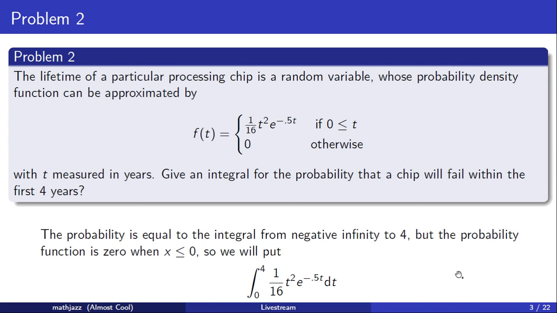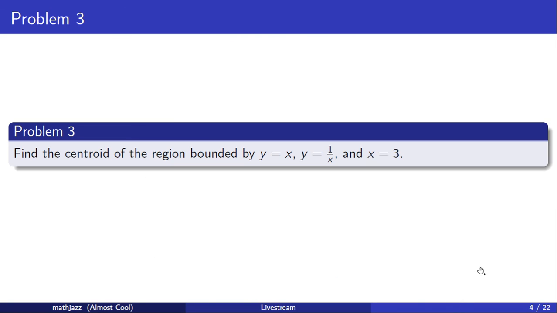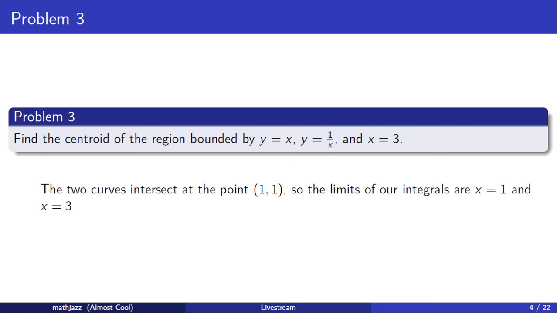Okay. Next problem. We're going to find the centroid of this region bounded by these curves. Now, this will be a long one, but we can do it. We're going to first find where these curves intersect so we can get the limits of our integral. We notice that the two curves intersect at (1, 1), and so our integral is going to go from x is 1 to x is 3. All of our integrals are going to have those limits.